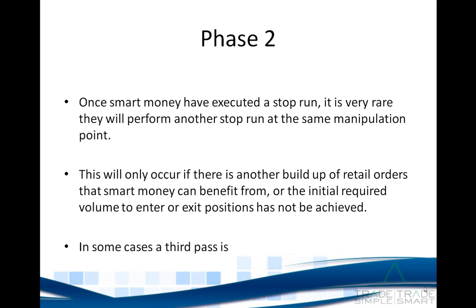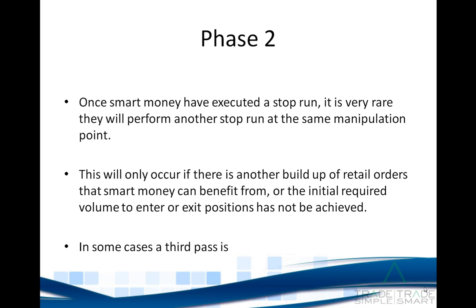But it's very rare that they do this, and it's a great advantage to us knowing this, because once we are in a position and we've identified the manipulation process, placing our stop in and around the level of manipulation gives us a good amount of insurance that our stop losses will be safe from being hit. Because once we've entered the trade in line with smart money and we've placed the stop loss at the manipulation point, it's very rare for them to come back to this manipulation point and perform another stop run.